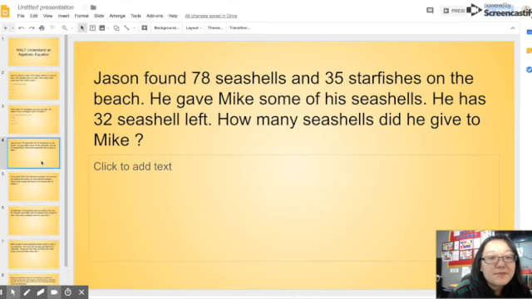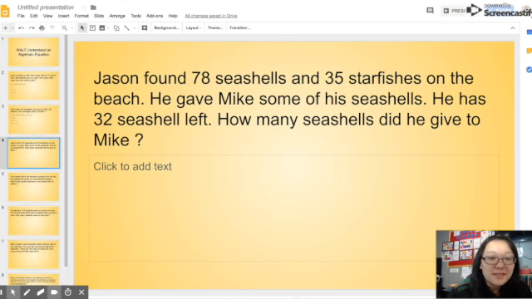So I put this question in because it has some information that's not useful. And this is the thing with word problems, is that you need to actually read it and figure out what it's asking. So Jason found 78 seashells and 35 starfishes on the beach. He gave Mike some of his seashells. He has 32 seashells left. Okay, how many seashells did he give?